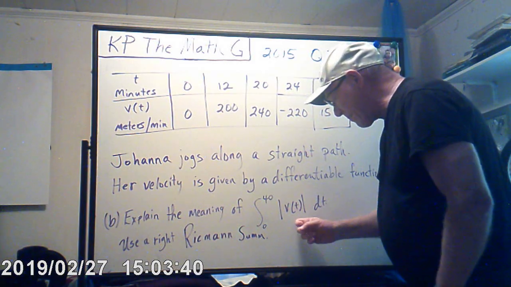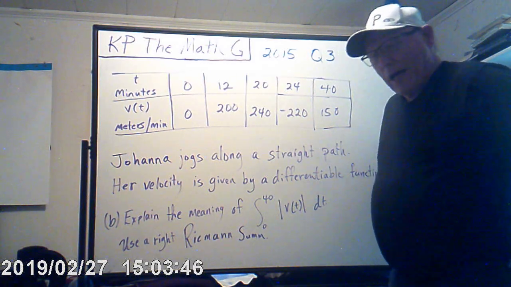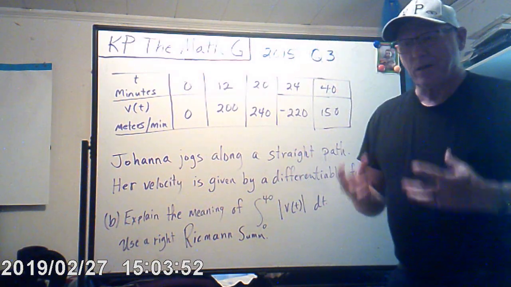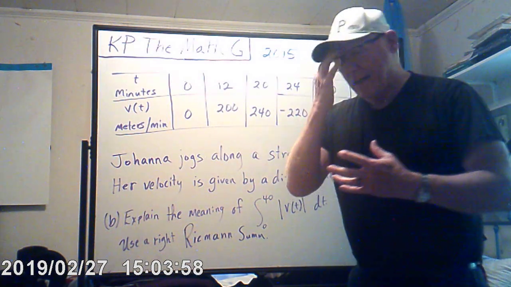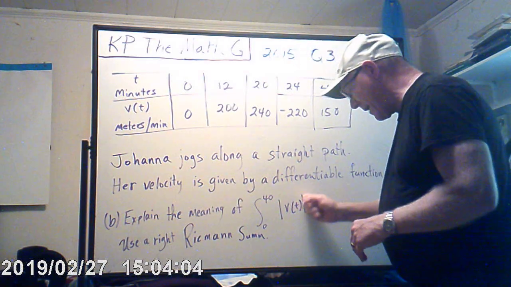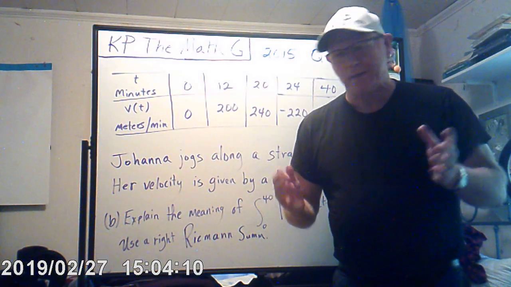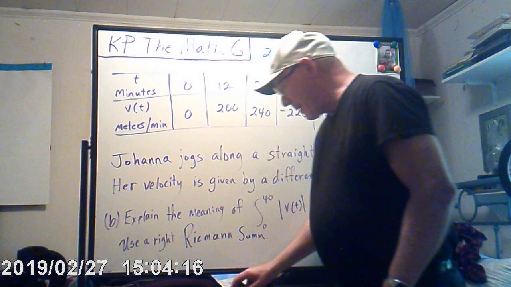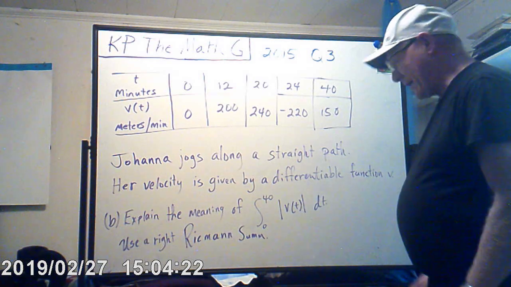This is an absolute value bar right here. Anytime I see velocity and an absolute value bar, I know that when I take the antiderivative of velocity, or the definite integral of velocity, I'm getting some kind of distance. In this case, the absolute value means I'm looking for total distance. All right, let's look at the total distance. We have to use the right Riemann sum.